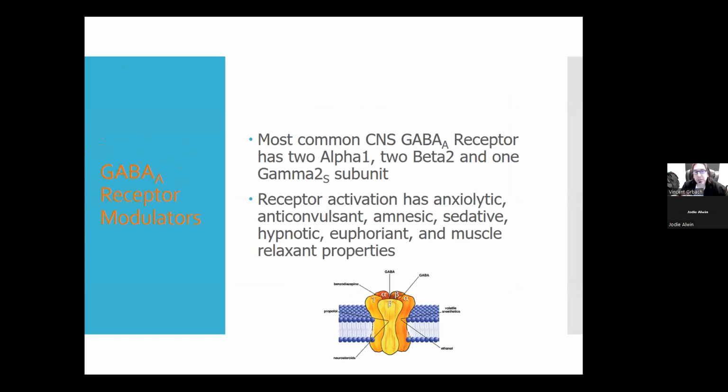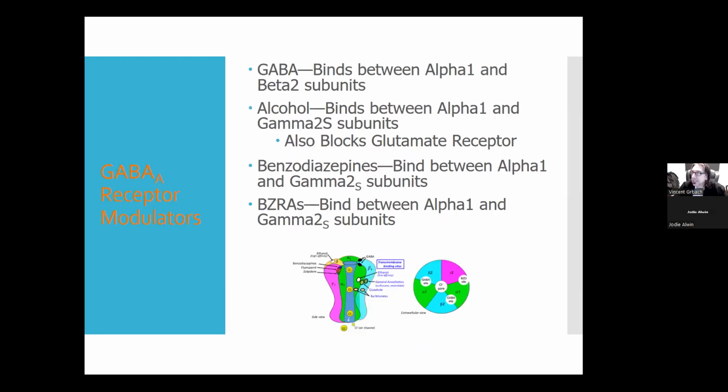And basically, depending on where a ligand binds to the GABA receptor will determine whether it's mostly a hypnotic, an anxiolytic, anticonvulsant, or amnesic, but there's a lot of crossover with the medications. GABA binds itself between the alpha-1 and beta-2 subunits. Alcohol has its own binding spot, as do the benzodiazepines and BZRs. The net effect is that the chloride channel in the middle of the subunits will open up and allow an influx of chloride into the cell, hyperpolarizing it and promoting sleep.